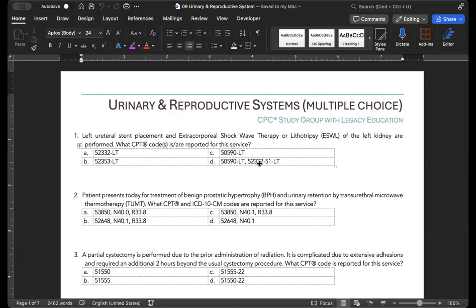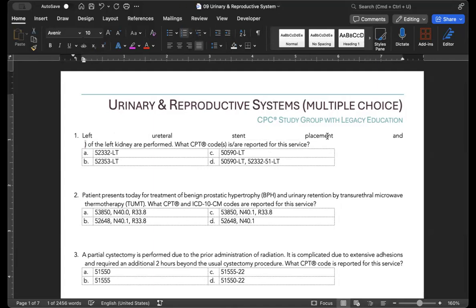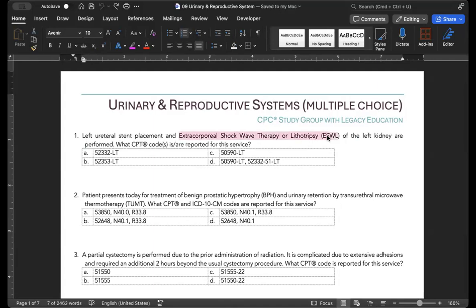And that is for lithotripsy, extracorporeal shockwave, or your ESWL. So we know that we need that ESWL 50590. And we just need to determine, do we need the 52332 as well? Let's go to 52332.